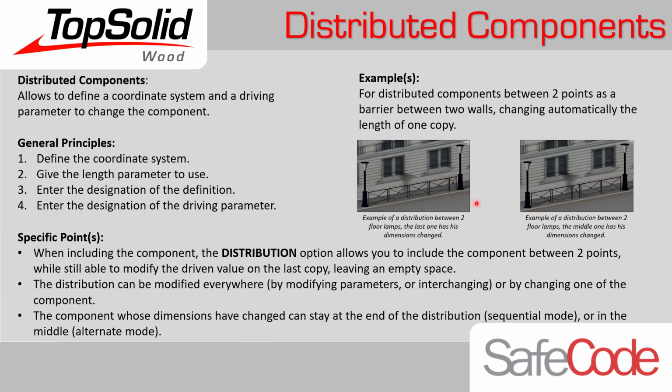Now with this one, we've brought 5 units in, but this one on the left hand is the first one, this one on the right hand is the second one. So it goes 1, 2, 3, 4, 5. That's the difference between sequential mode and alternate mode.